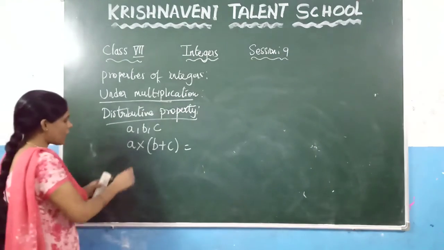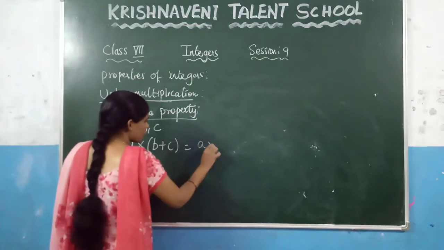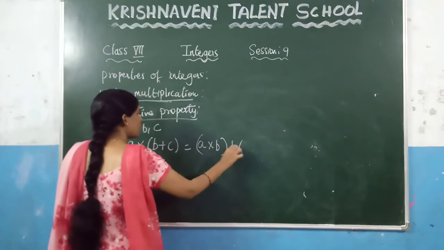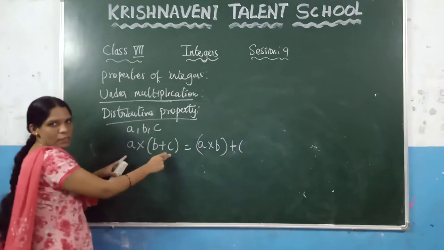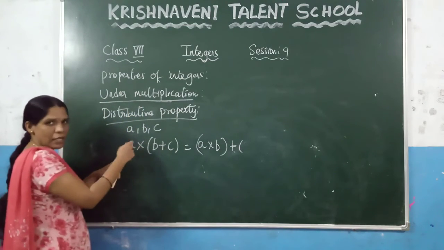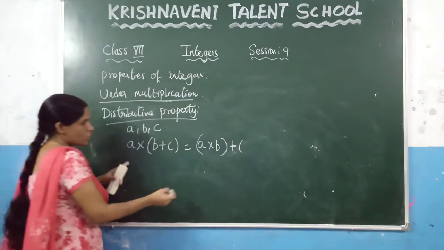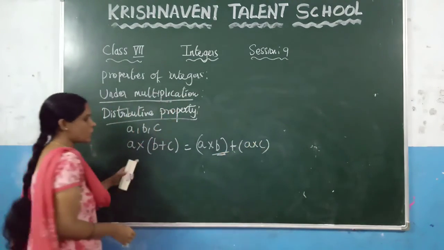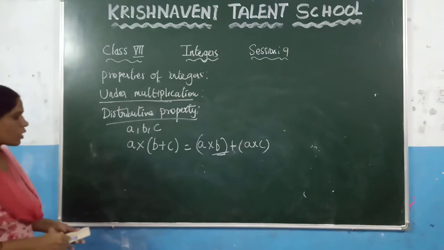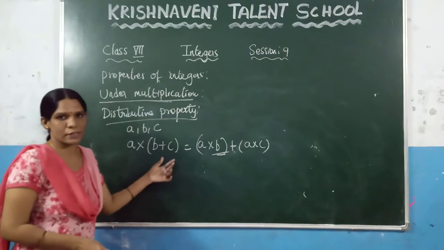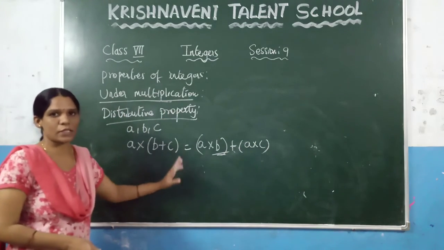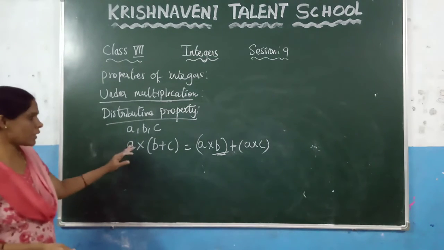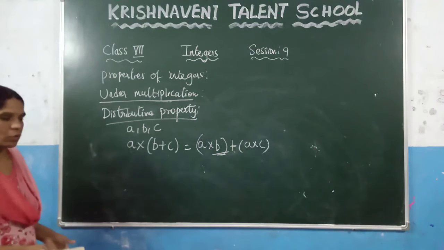So here you can write a into b plus, again you need to multiply this a to this number. First we multiplied with b and now we are multiplying with c, so a into c. This property we call the distributive property. It states a into (b plus c) must be equal to a into b plus a into c. Whether it is true or not, we are going to prove by taking a few examples.